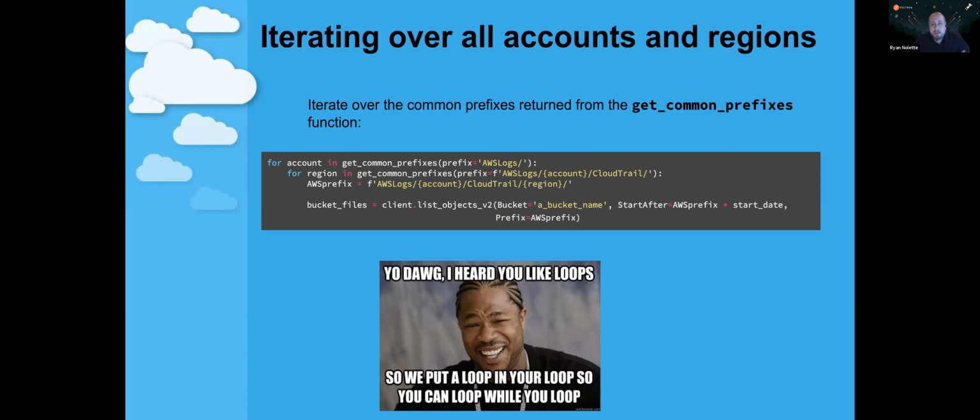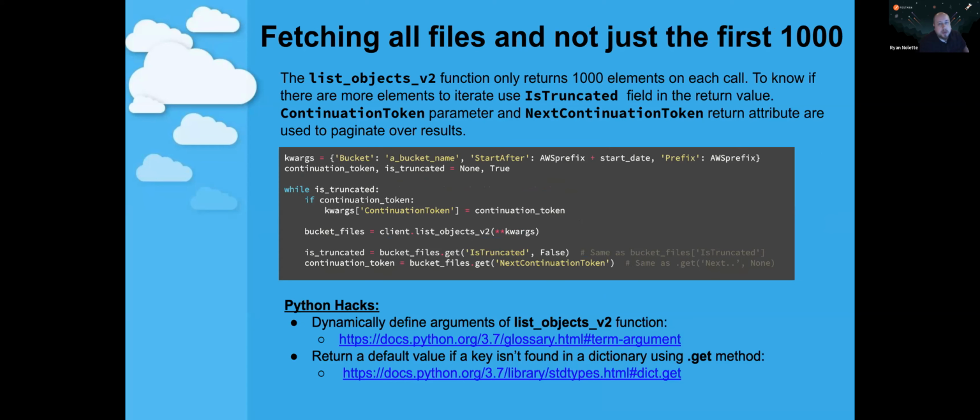Once we have a function to get all that and iterate all of it, we're just going to keep looping and looping and looping and try to catch all those logs. And we're going to be doing it in chunks of 1,000 at a time. And there's a Python trick that Marta used that I don't fully understand, so I'm not going to try and explain it to you, but you can ask her a question afterwards of how it works. So these are a couple of the Python tricks she wants to highlight that they used: the dynamically defined argument and returning a default value if a key isn't found in the dictionary.